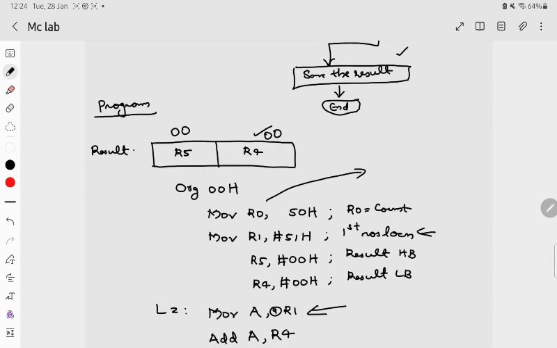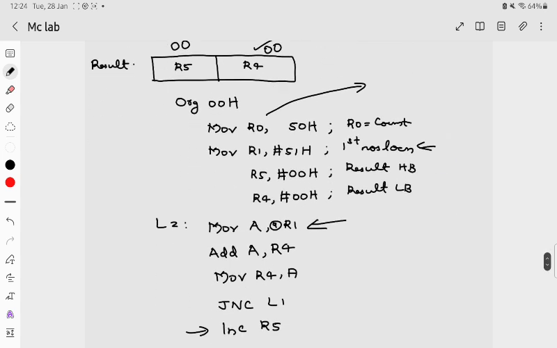Then when this is memory looping, right? We need to take the first number in 51, then the second number in 52. So whenever there is memory looping, you have to go for register indirect addressing mode. For register indirect addressing mode, you need to use either R0 or R1. In our case, R0 we have used for count. So R1 is what we are using.